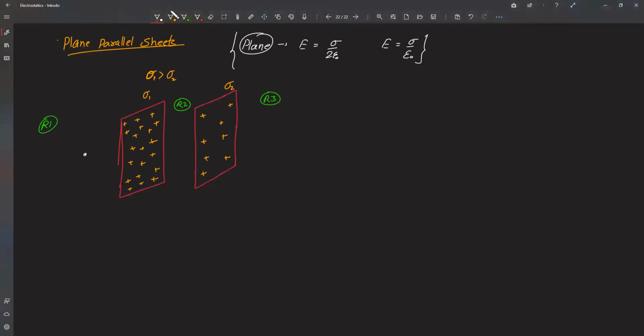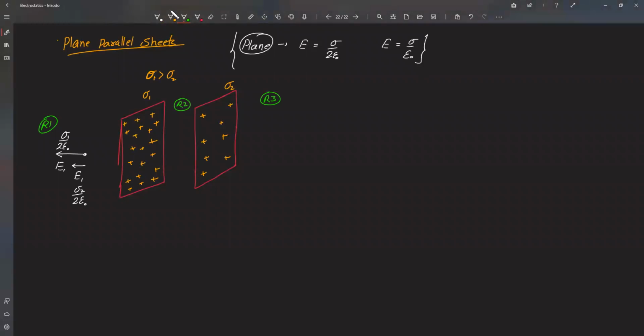At any point on the left, that is in region 1, there will be an electric field due to the first plate, let's say E1, and there will be an electric field due to the second plate, E2, and both of them will be in the same direction. I hope you agree. The electric field due to the first plane will be sigma 1 divided by 2 epsilon naught, while the electric field due to the second plate will be sigma 2 divided by 2 epsilon naught. And you can see both are in the same direction.